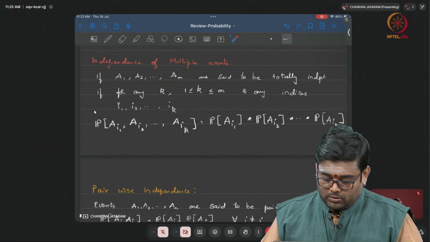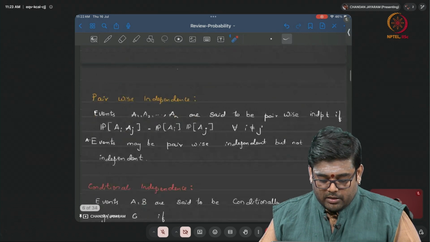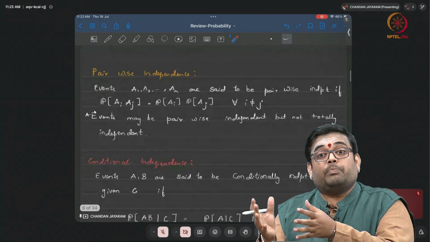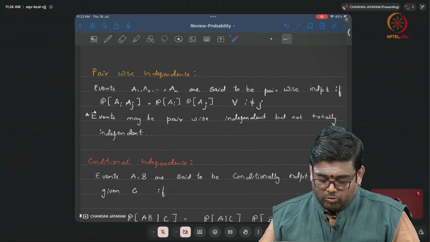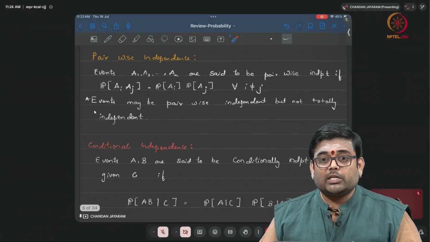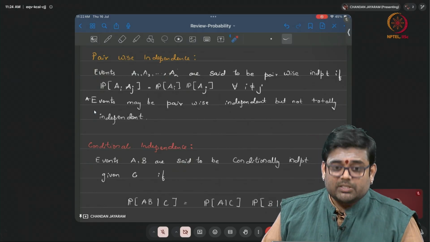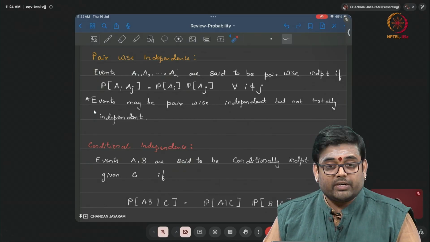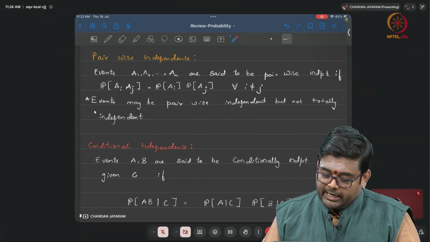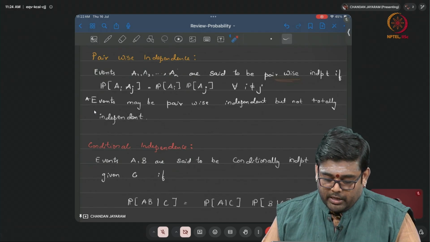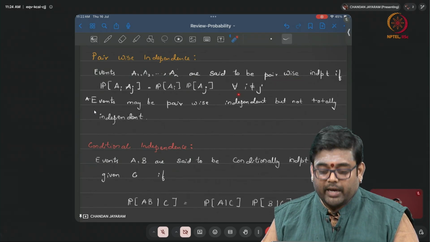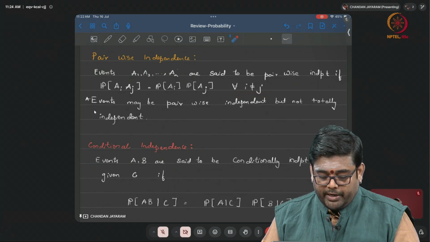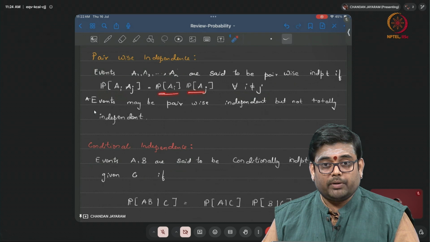Okay. So in addition to that, we have what is known as pairwise independence. See, there are different notions of independence that I am trying to bring in here. Now there is what is known as pairwise independence. What is being done here is, again you have events A1 till AN. Now they are said to be pairwise independent if you take any i and j where i is not equal to j, the probability of the intersection of Ai and Aj is the same as the product of individual probabilities.